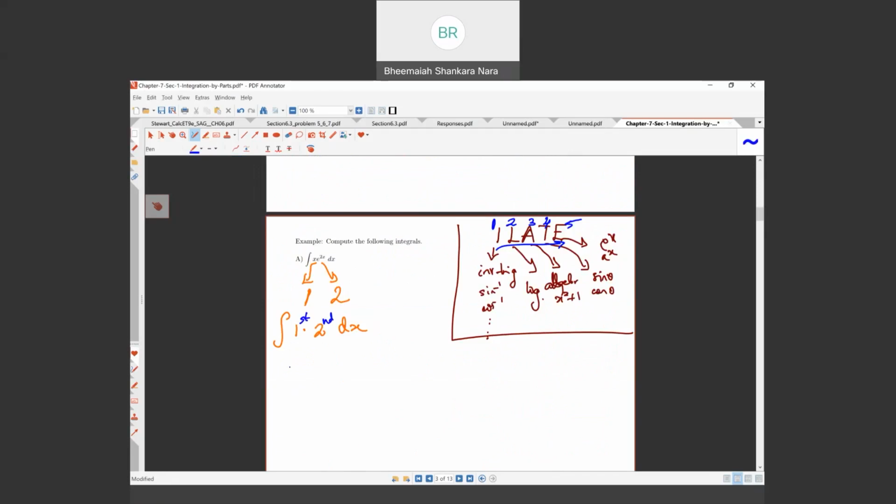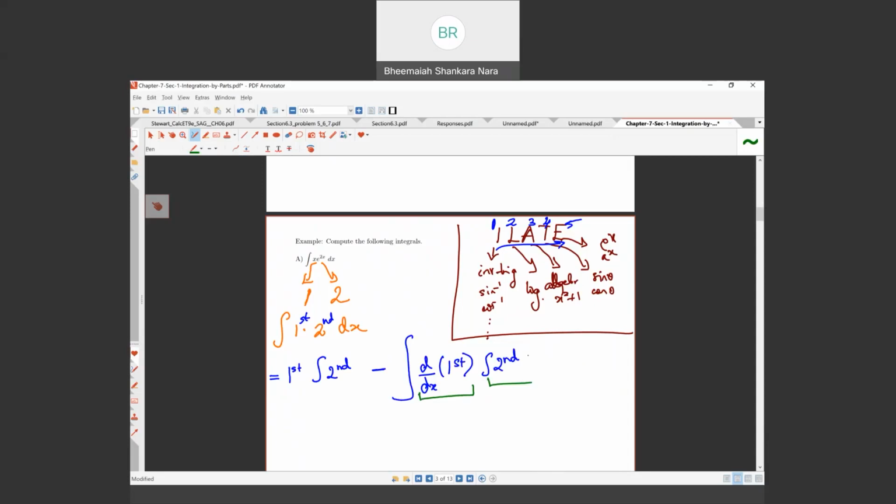You write the first function, integrate the second function, minus a big integral sign, differentiate the first function, integrate the second function. So you have to read this integral as a product of two functions.